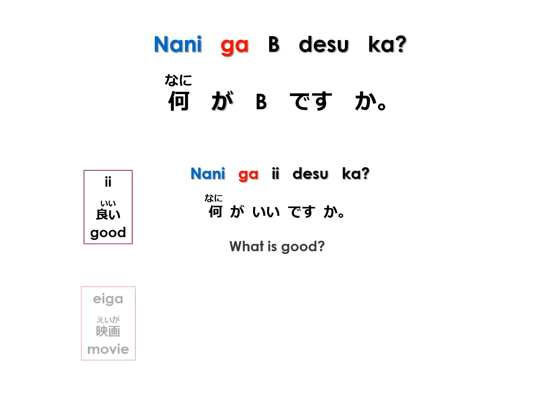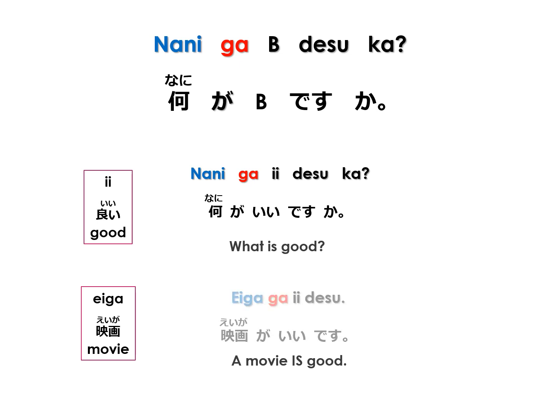The word for movie is eiga. What if one of your friends says, hey, a movie is good. It's the movie that's good. Let's go see a movie. How would she have said that? And that would be eiga ga ii desu. It's the movie that's good.